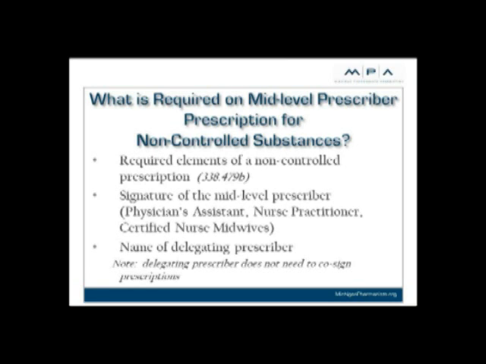So if I receive my delegation from John Doe, who's an MD, somewhere on my prescription it must show that John Doe, MD, is my delegating prescriber. Note, the delegating prescriber does not need to co-sign the prescription. That seems to still generate a lot of questions, thinking that both the physician's assistant or the nurse practitioner plus the MD or the DO need to sign the prescriptions. That's not the case. So just the signature of the mid-level practitioner, but the name of the delegating prescriber must show up on the prescription.